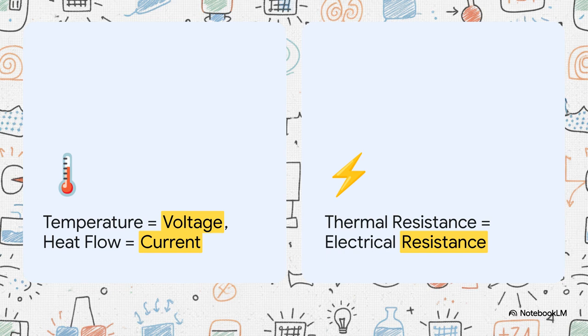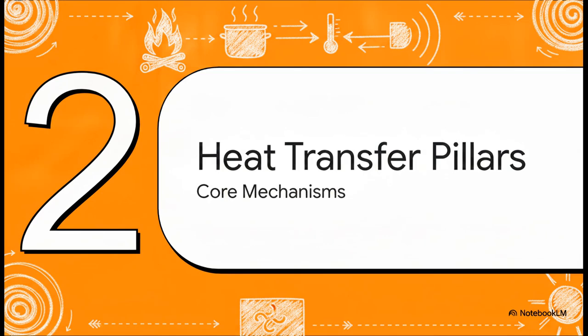Just to firmly anchor this dense visual math we just went over, let's quickly reinforce these exact analogs. Temperature is our voltage, heat flow is our current, thermal resistance is our electrical resistance. Seriously, keep this comparative framework in your mind. It's basically the Rosetta Stone that's going to allow you to read complex thermodynamic equations as if they were simple circuit diagrams. Moving on to Section 2, the three heat transfer pillars.